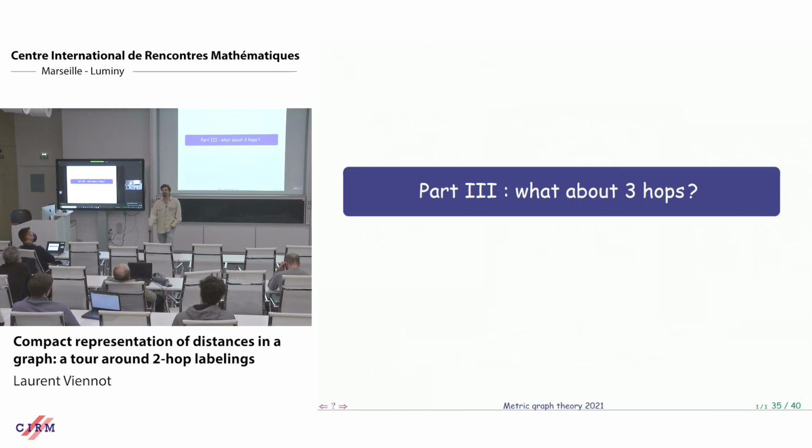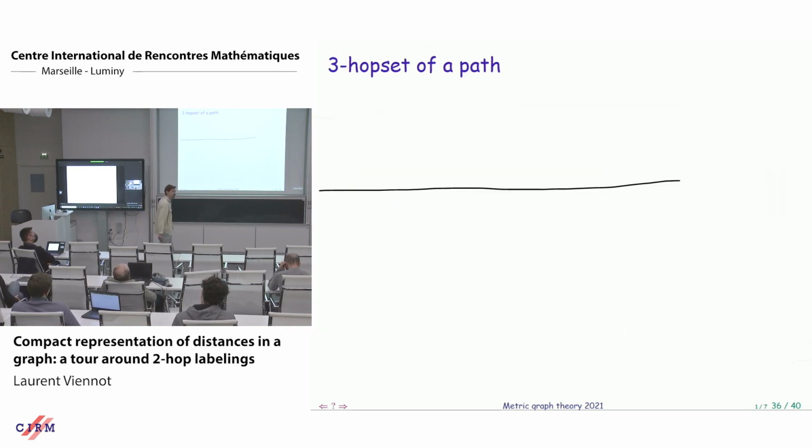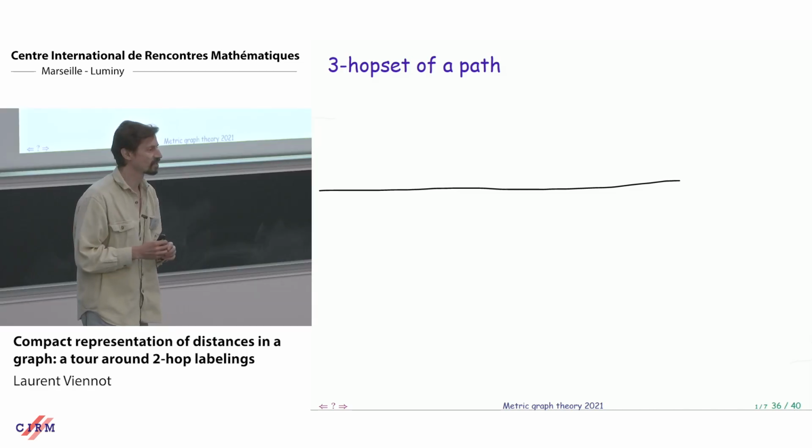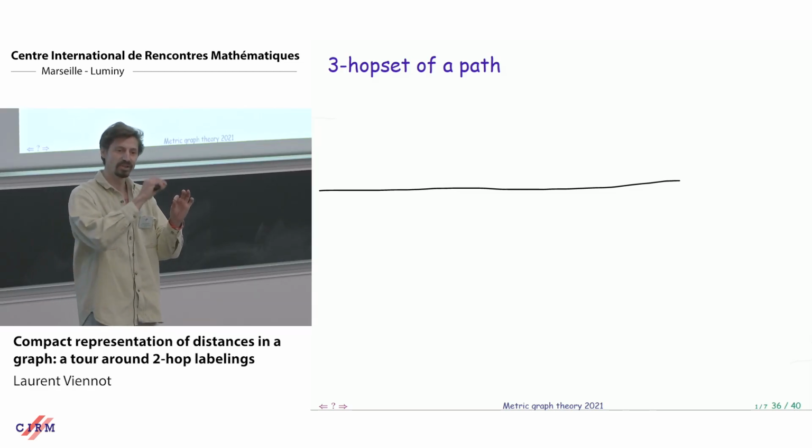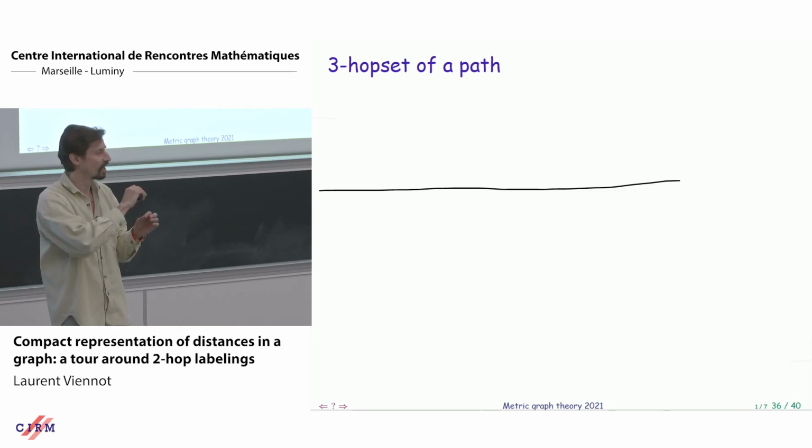So 2 hubs are fun, but what about 3 hubs? It's a natural question, isn't it? Let's do 3 hubs for the path. So I want to add shortcuts so that between any pair of nodes, I have a shortest path of length 3. So I can reach any node with at most 3 shortcuts.